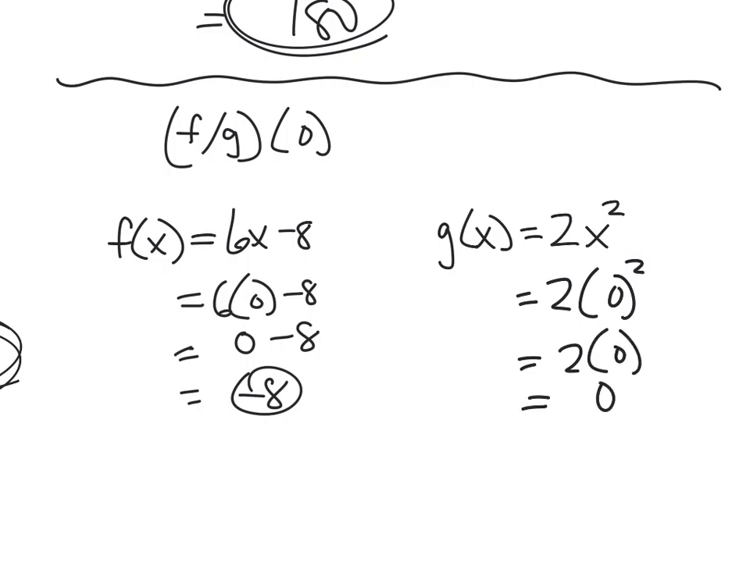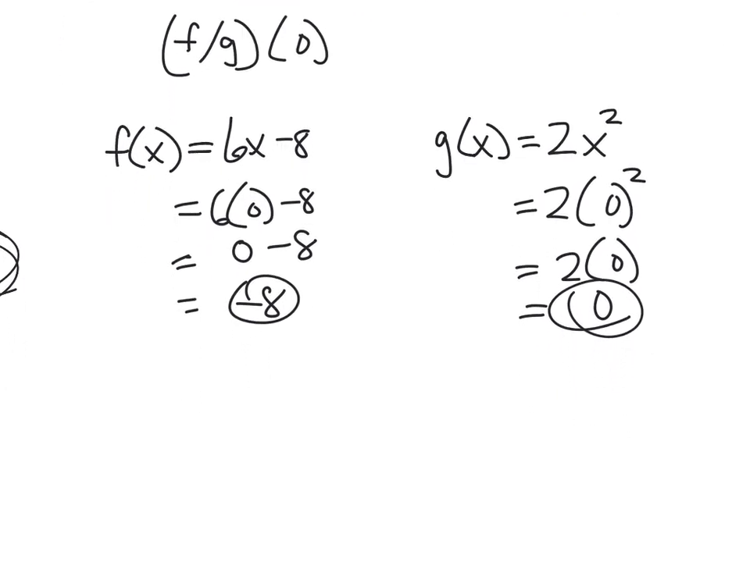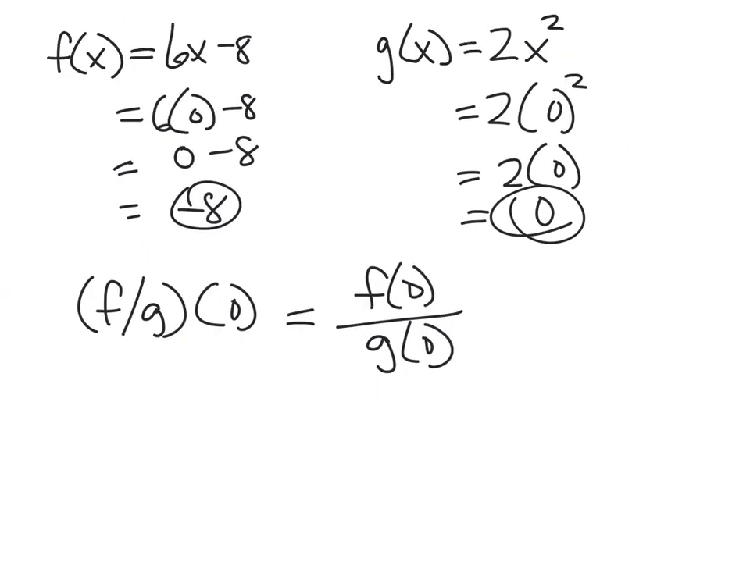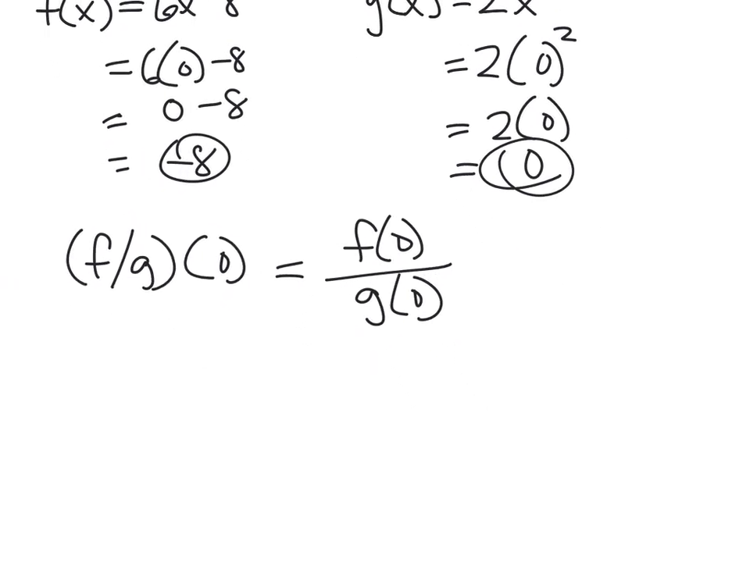So now, if we want to figure out f divided by g of 0, what does that mean? That means we're going to do f of 0 divided by g of 0. And what is that? That's equal to negative 8 divided by 0.